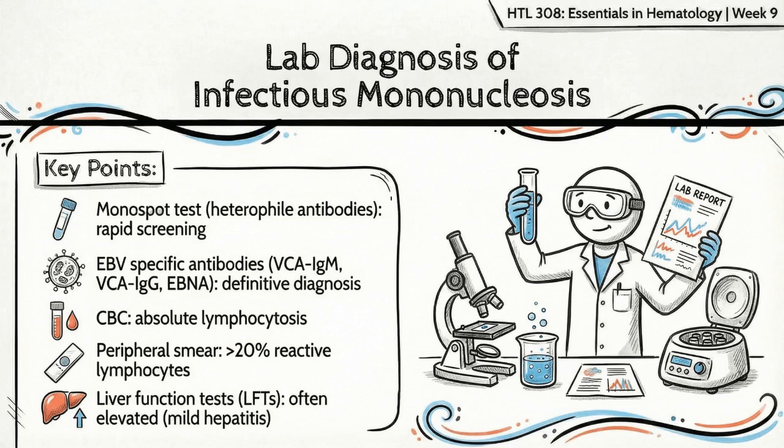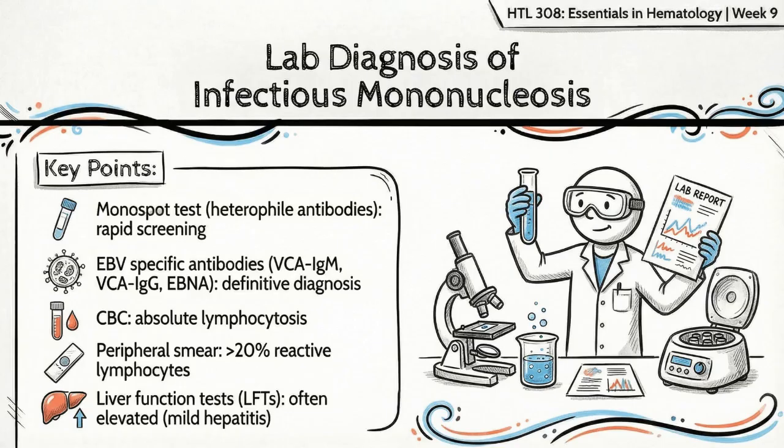It's quick and inexpensive, but it can be negative early in the infection, and it's often negative in children under 4 years old. For definitive diagnosis, you use EBV-specific serology. One important caveat: cytomegalovirus can cause a mononucleosis-like syndrome with very similar clinical and laboratory features. If the monospot is negative and the clinical picture fits, CMV serology should be ordered.